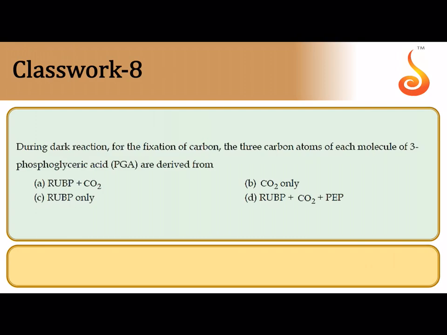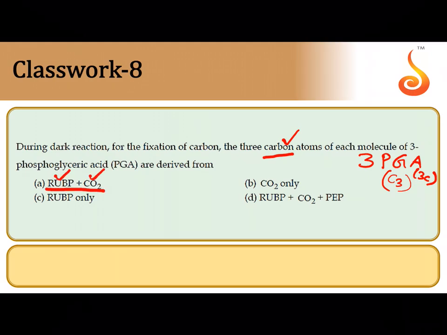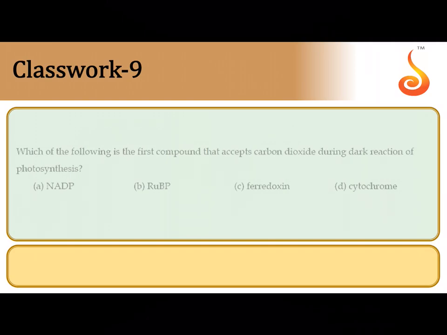During dark reaction for fixation of carbon, where do the 3 carbon atoms of 3-PGA come from? Do you know what 3-PGA is? The 3-PGA is the first stable compound that is formed. That's why we call it the C3 cycle, because it is nothing but a 3-carbon compound that is formed. They're asking where the carbon for this came from. The carbon came from both the primary carbon dioxide acceptor, that is RuBP, as well as the carbon dioxide which gets added to RuBP. So it came from both RuBP as well as carbon dioxide.